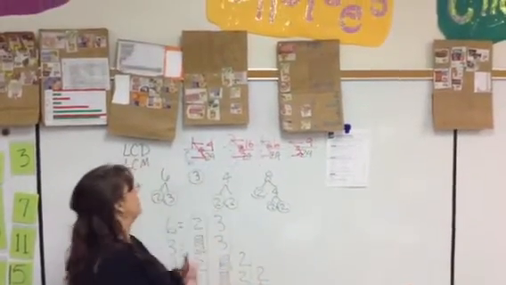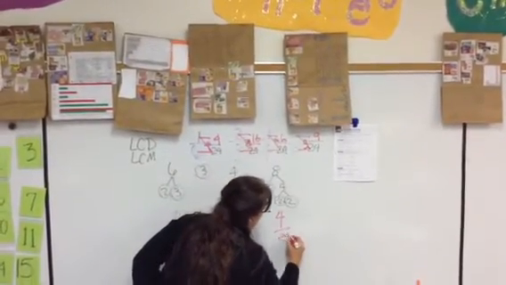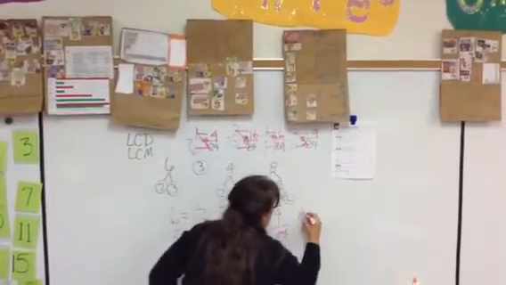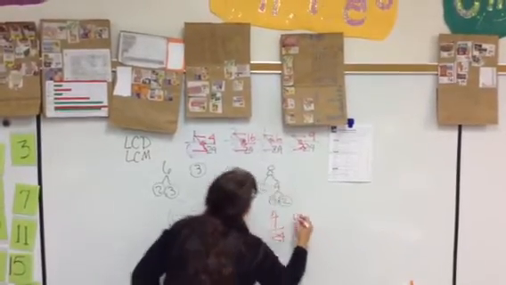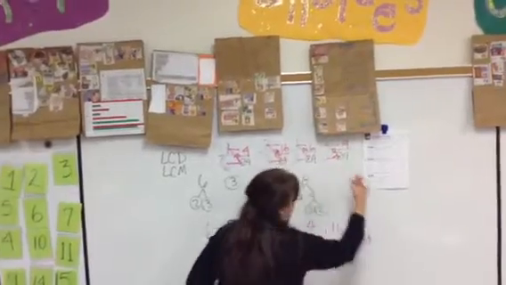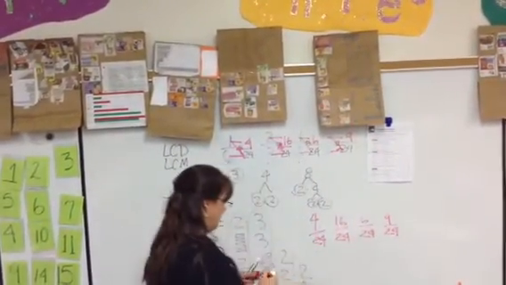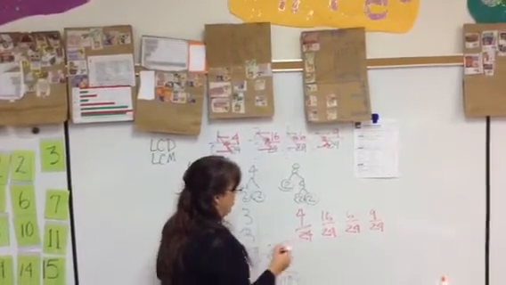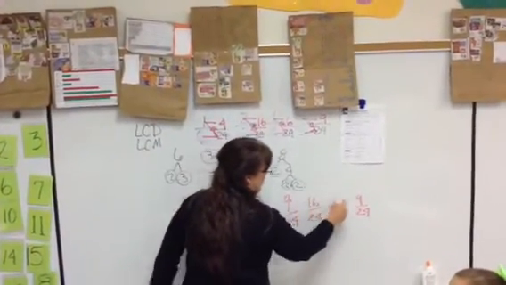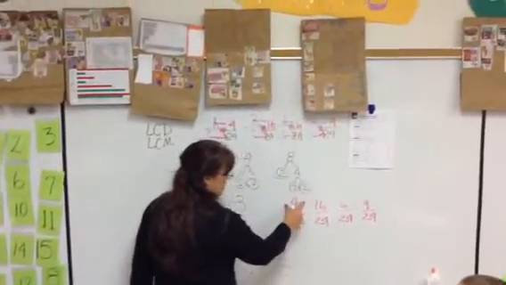Now it's easy for me to order them. I've got 4/24ths. I have 16/24ths. I've got 6/24ths. And I've got 9/24ths. Now will it be easy to put in order? Absolutely. Which is bigger? 4, 16, 6, or 9? 16 is going to be the biggest. 4 is going to be the smallest.